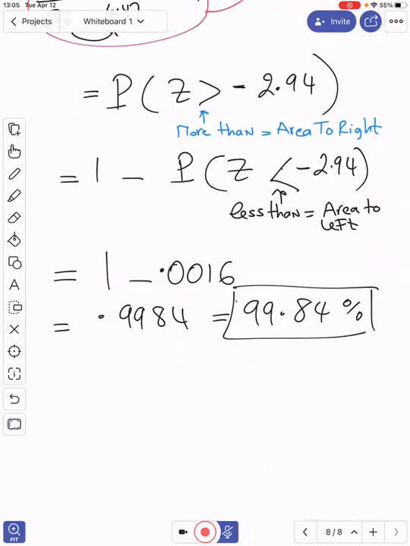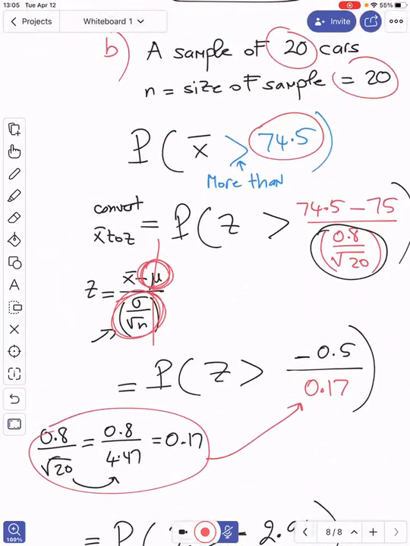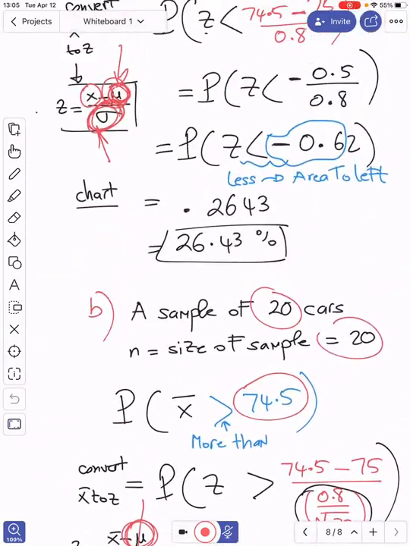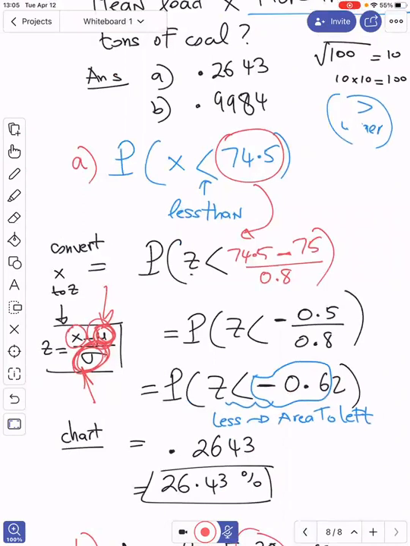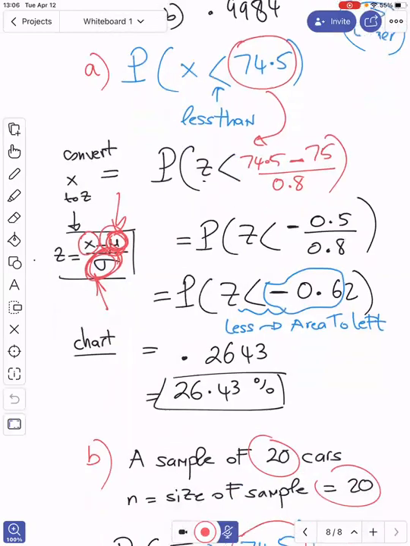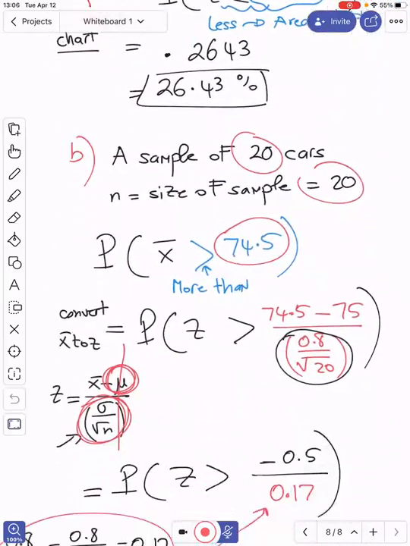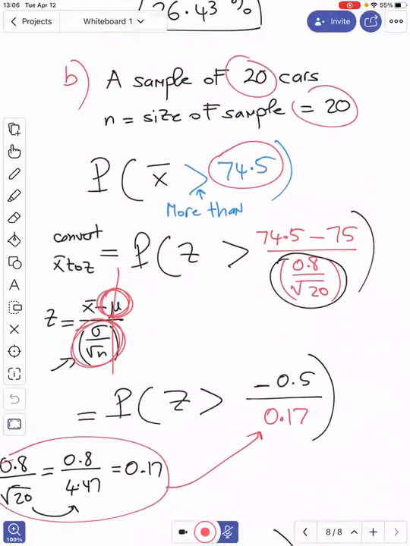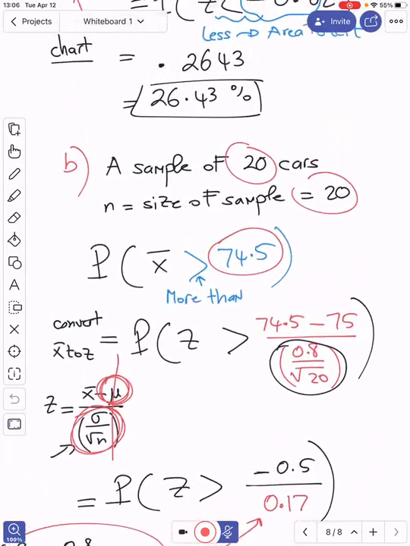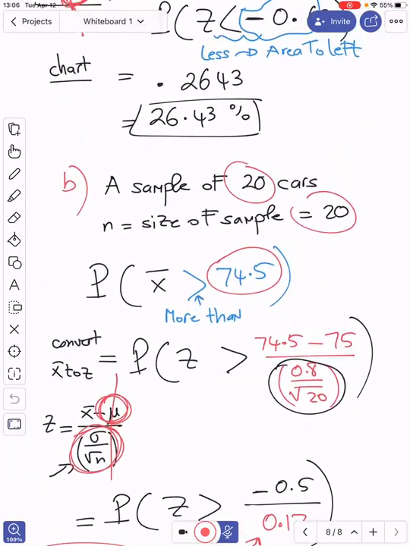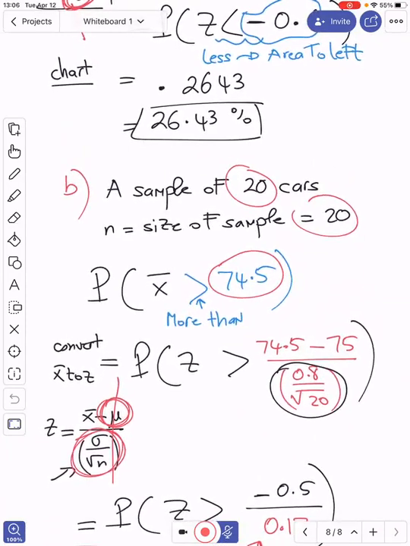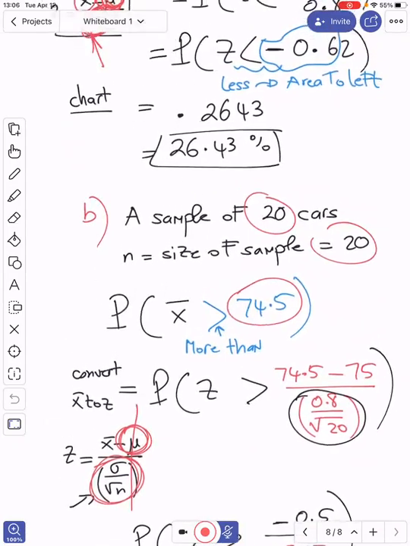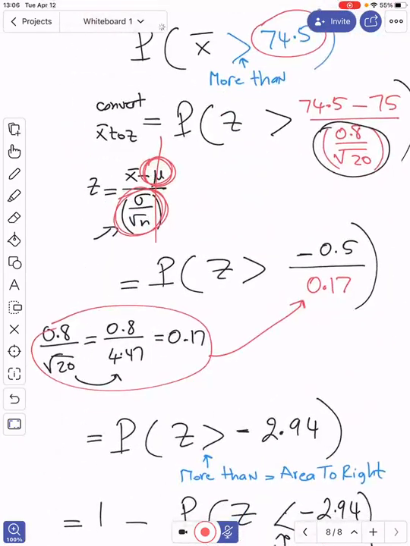Any questions, guys? Just keep in mind, this is a very standard problem in the test or the final. First, you will have to compute the probability that x is less or more than something, or x between two numbers. And then part B would be about the x bar, right? In both cases, you need to convert your x or x bar to z. But for x bar, you divide by sigma over square root of n, the size of the sample.